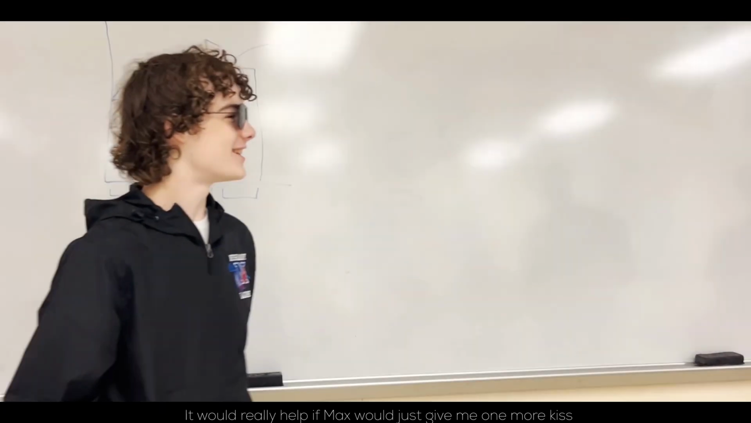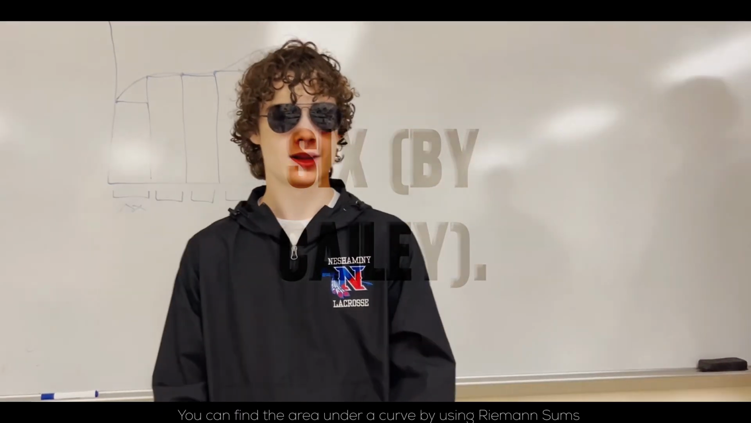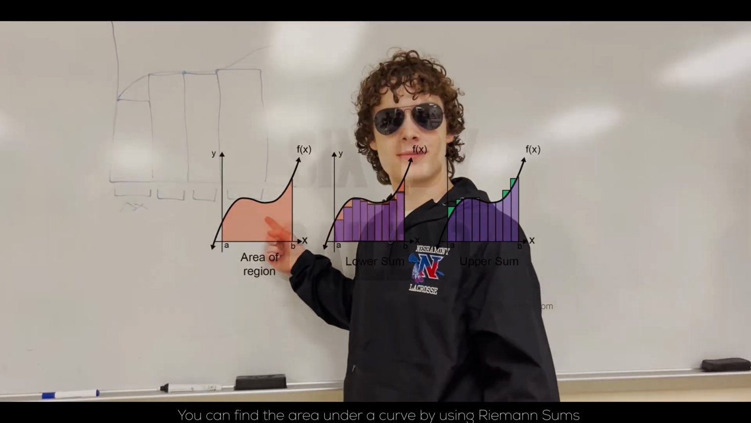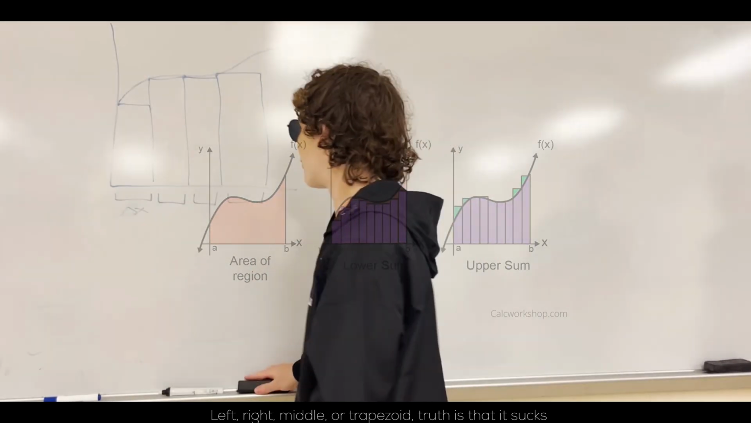Set that f prime equals 0. You're gonna need to do this. It would really help if Max would just give me one more kiss. You can find the area under a curve by using Riemann sums. Left, right, middle, trapezoid. Truth is that it sucks.